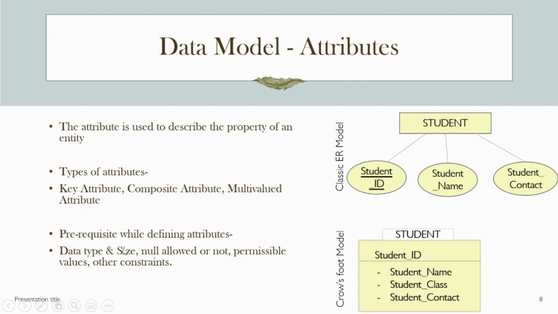And there are some rules which, when we do the logical data model, we have to see before defining an attribute, which are the data type and size of the attribute. If I am defining a phone number, then the data type will be integer or something. If I am defining name, it should be string or character. Okay, like this. And whether the attribute has a null value or not, means whether null values are allowed or not.